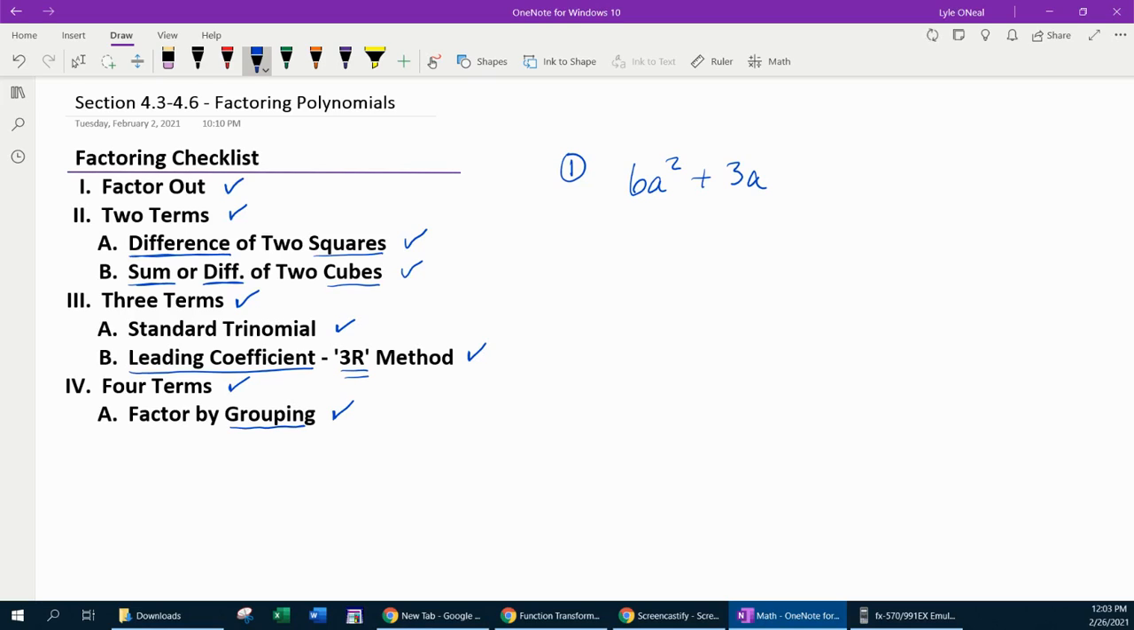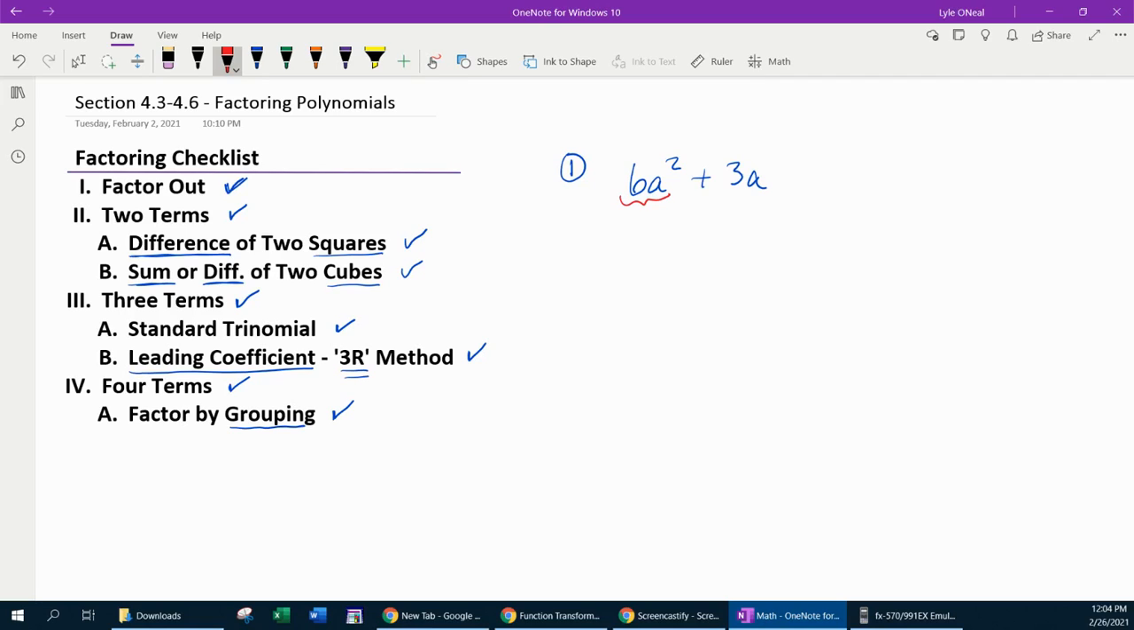Number 1, the instructions say factor. Now, it doesn't indicate how to factor. It just says factor. And that means that you would need to start at the top of the checklist and work your way down, applying any appropriate factoring techniques. So step number 1, we're going to factor out if there is a common factor, and it turns out that there is a common factor.